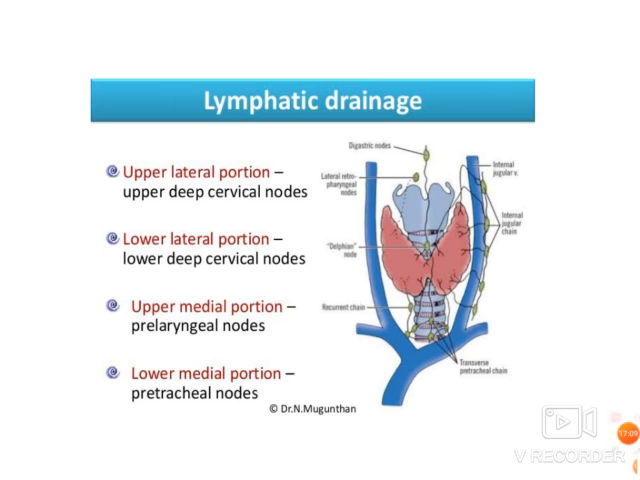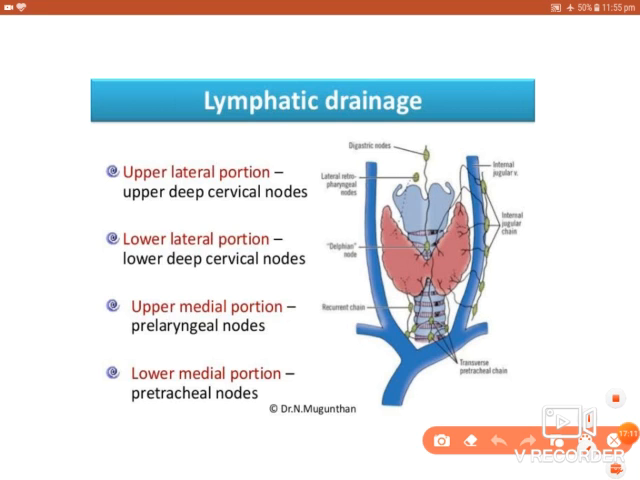Then here you can see the lymphatic drainage. See here, this is the thyroid gland. Here you can see the prelaryngeal lymph nodes. The upper part drains into the prelaryngeal lymph nodes. The lower part drains into the pretracheal lymph nodes. From there, finally it drains into the deep cervical lymph nodes, that is, to the jugulodigastric and jugulo-omohyoid nodes.